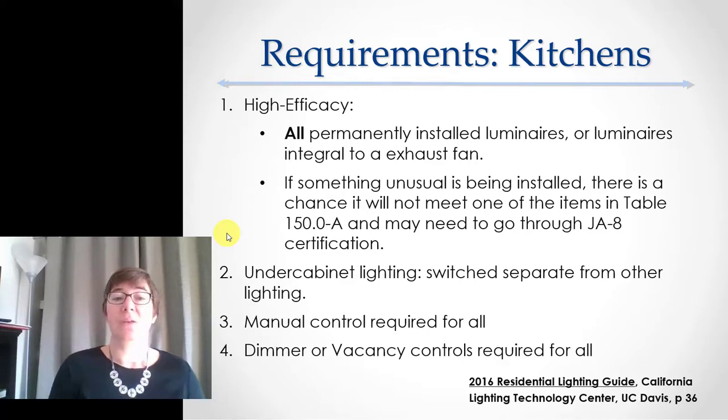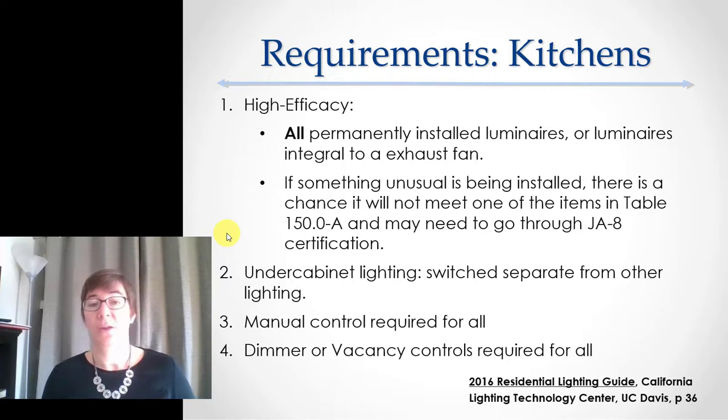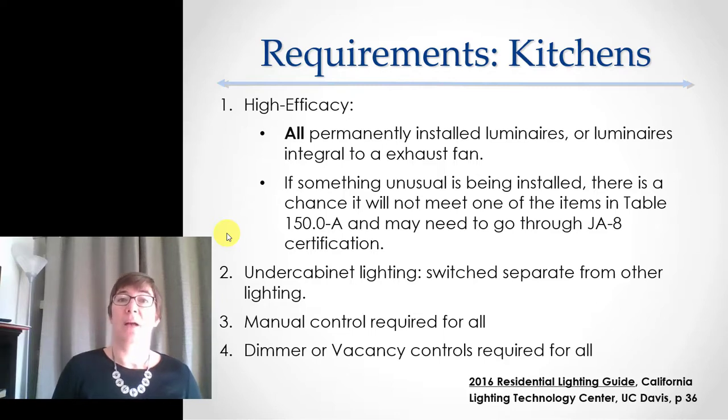Second, your under cabinet lighting must be switched separately from other lighting. Next, a manual control is required for all lighting. You've got to be able to turn it on and off manually. And a dimmer or vacancy control is required for all lighting. Mostly we use the dimmer to satisfy this requirement.